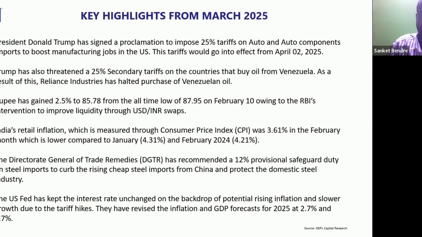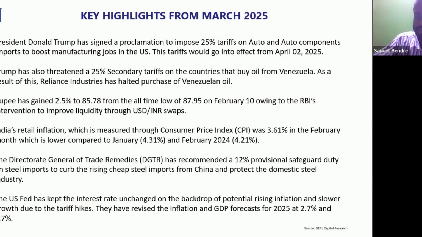So the next, fifth point, we saw that metals gained over the last few days. This was primarily due to the DGTR's recommendation of a 12% provisional safeguard duty on steel imports. The DGTR has been doing this to curb the rising cheap steel imports from China and protect the domestic steel industry. We saw that most of the steel companies posted negative growth in their revenues and an impact on margins due to these cheap steel imports from China.